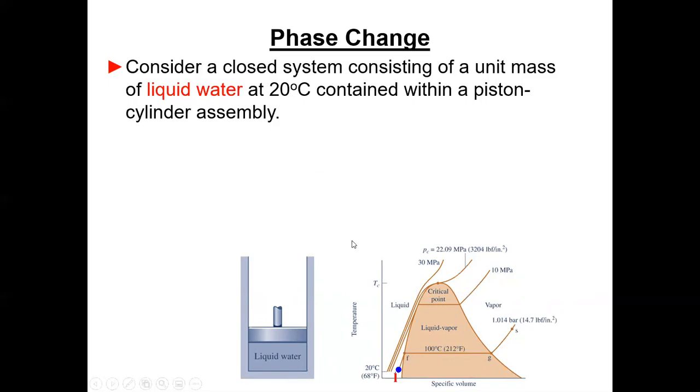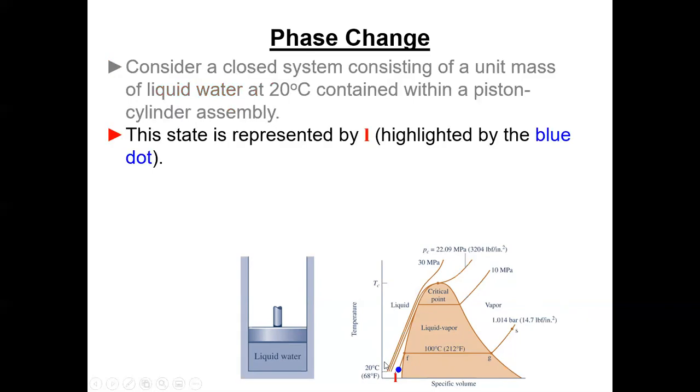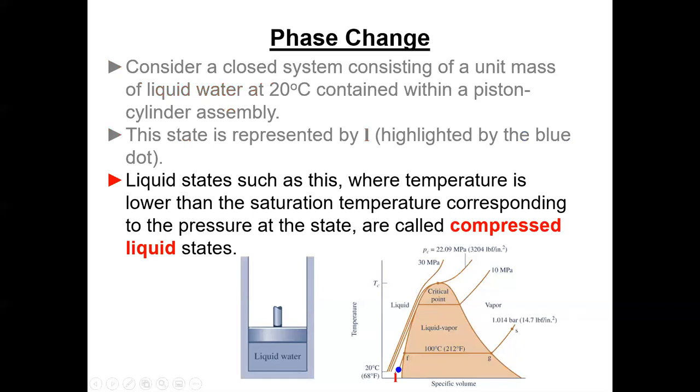So we know that the saturation temperature up here is 100 degrees C, or 212 degrees F. So you see we are subcooled, or our pressure is higher than the saturation pressure. So this liquid is a compressed liquid. We're over here in the compressed liquid, subcooled liquid region of the phase diagram, represented by the blue dot. Liquid states such as this, where temperature is lower than the saturation temperature corresponding to the pressure of the state, are called compressed liquid states.